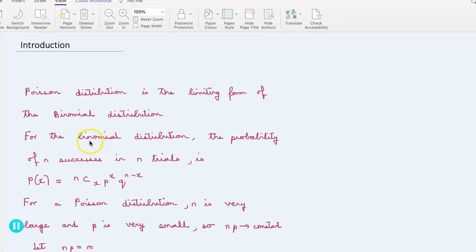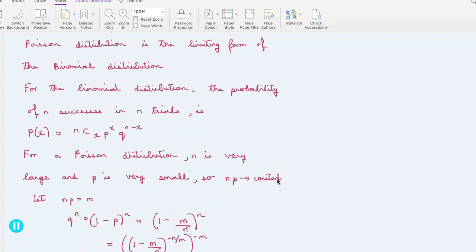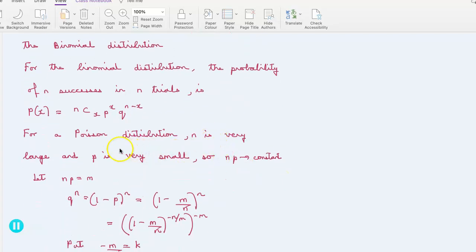You have learned that for a binomial distribution, the probability of x successes in n trials is given by px, which is nCx p raised to x q raised to n minus x. The only difference is for a Poisson distribution, n is very large and p is very small. So np tends to a constant, and let np be equal to m.